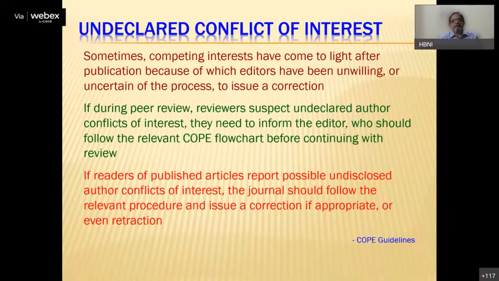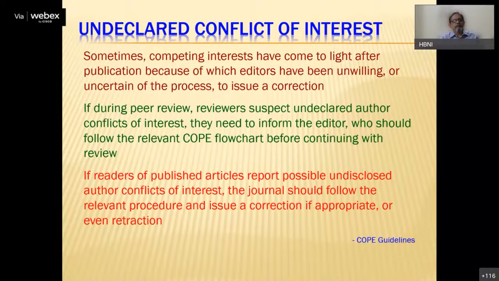Now, so far what I have spoken about are declared conflicts of interest. Because what happens is that competing interest or conflict of interest comes to light after the publication, because of which editors have been very unwilling or uncertain of the process to issue a correction.